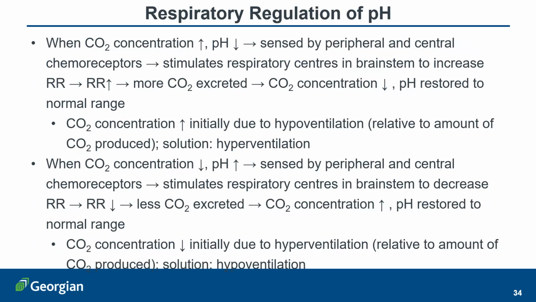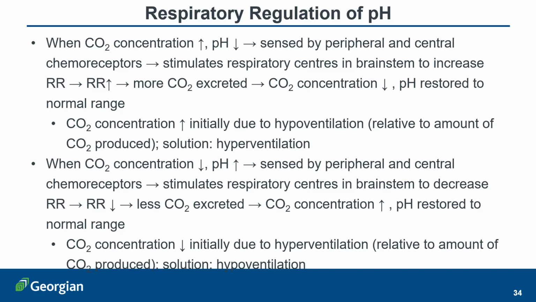So just to remind you about the respiratory regulation of pH, when CO2 concentration increases, it means that we are producing too much of this volatile acid. pH is going to decrease. This is going to be sensed by the peripheral and central chemoreceptors, which will then stimulate the respiratory centers in the brainstem to increase our respiration rate. Our respiration rate will increase, thereby more CO2 will get excreted, CO2 concentration decreases, and pH is restored to the normal range. Why would CO2 concentration increase initially? Well, that's really due to hypoventilation. It's hypoventilation not in an absolute sense. It's hypoventilation relative to the amount of CO2 that is produced. Consequently, the solution is hyperventilation, as we just discussed.